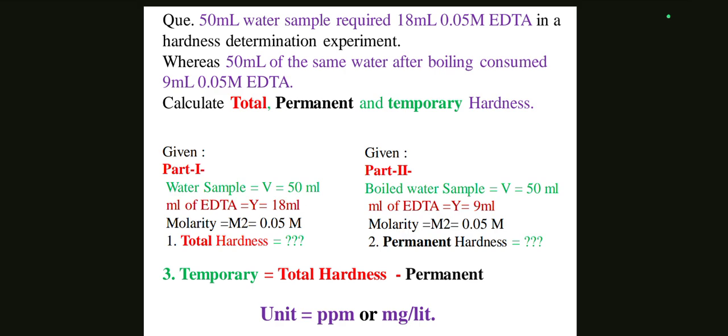Now second part of numerical, that is part 2. Now sample is boiled, so phi is 50, ml of EDTA 9 ml, molarity M2, that is 0.05. So boiled sample will give you what? Permanent hardness. So given of part 1 will give you total, given of part 2 will give you permanent. So total minus permanent, you will get temporary. Okay, so unit for this one, ppm or milligram per liter.